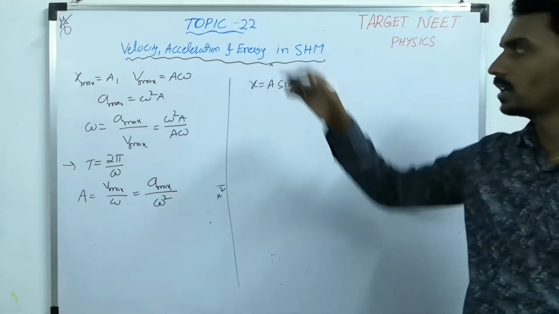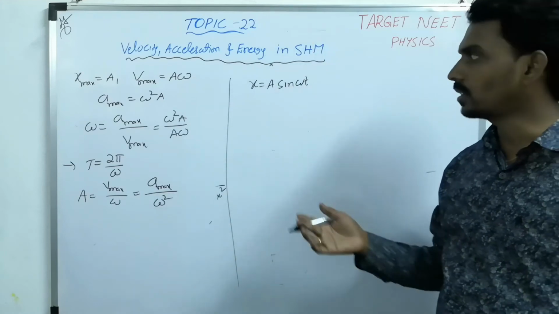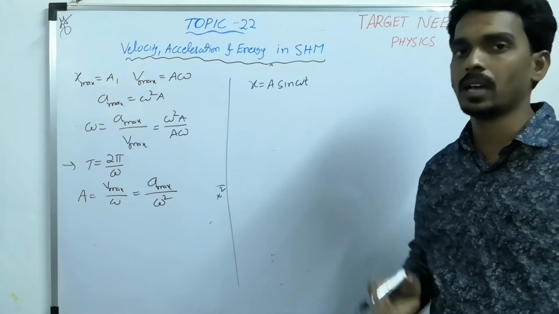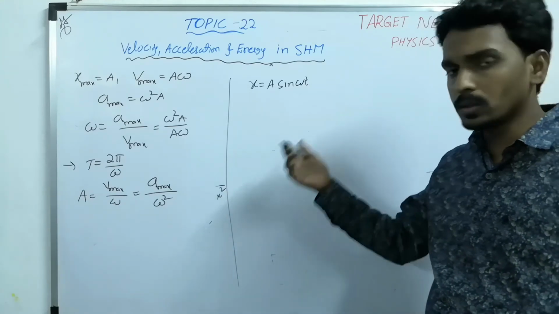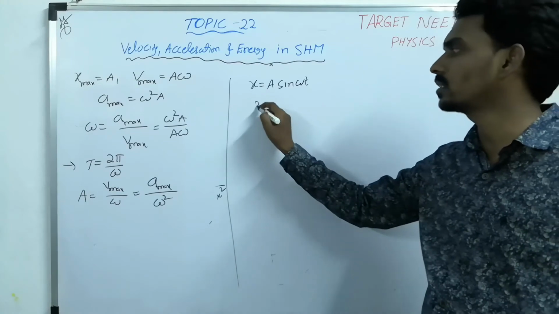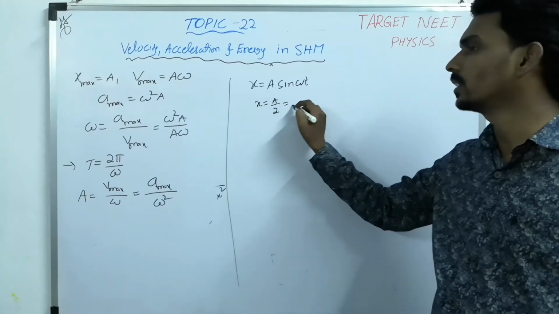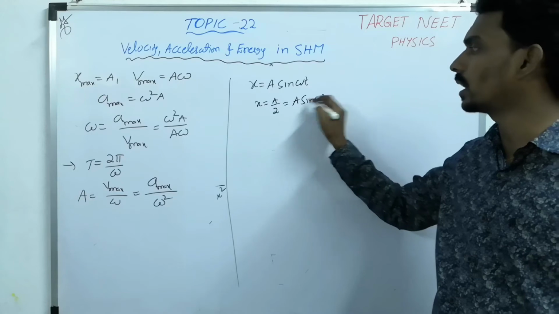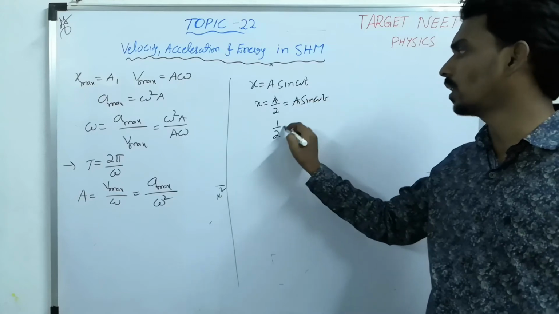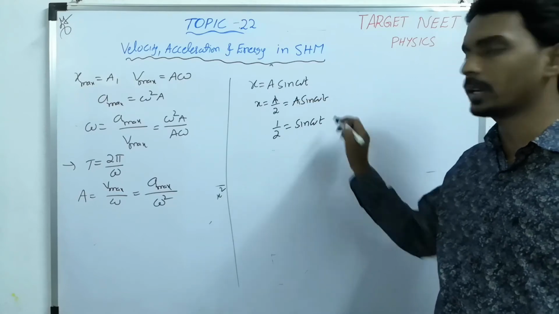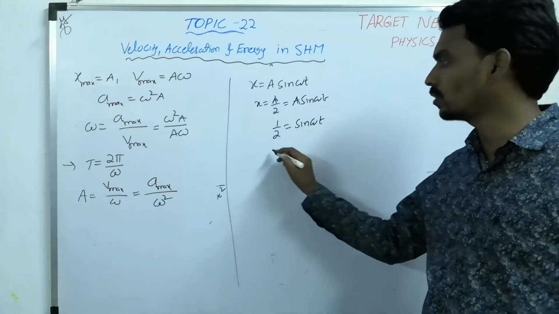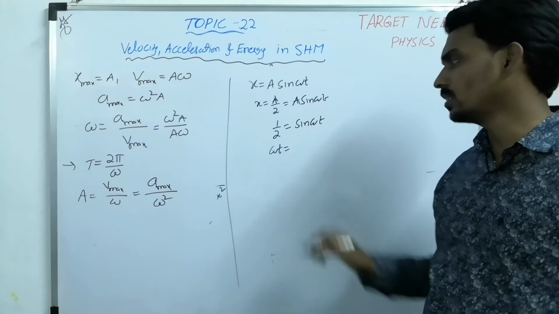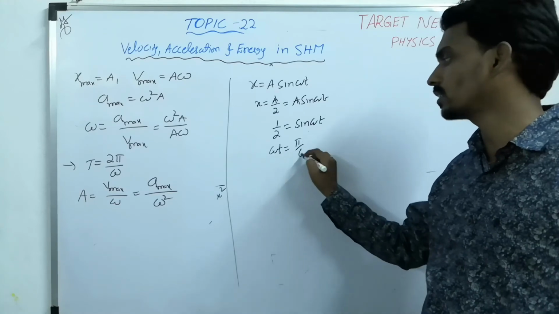They can ask you, what is the time after which displacement is half of the amplitude, or 1/3 of the amplitude, or 1 by root 2 of amplitude. Suppose x is a by 2. Then a sin omega t, a cancel. So 1 by 2 equal to sin omega t. Then what is sin theta? 1 by 2. Then what should be theta? This is 30 degrees, pi by 6.